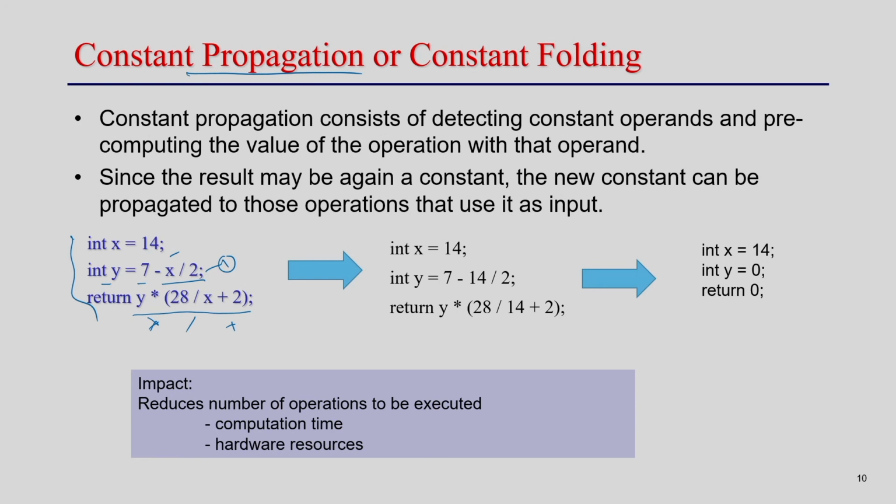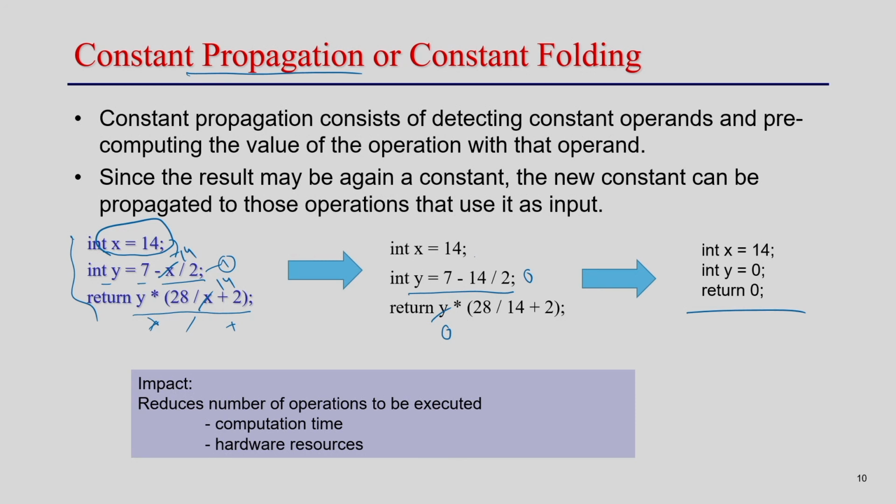But you can understand here that this x, 14, is a constant, right. So, what I can do, I can just replace this x by 14. If I just do this, what is going to happen, my y becomes a fixed value, right. So, y becomes now 0, right, because 7 minus 7 is 0. And if you now replace y by 0 in the next step, again constant propagation, it can actually happen recursively. So, now if you just put in 0, the whole return value becomes 0, because 0 multiplied by something is 0.